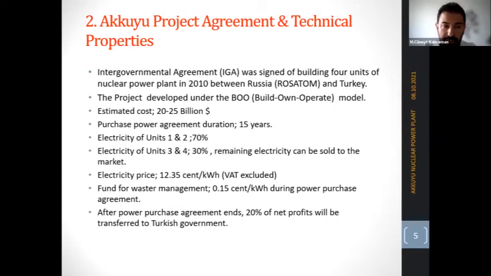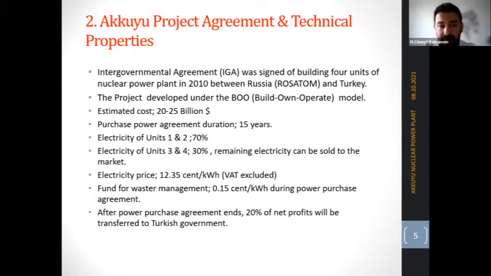So in this agreement, there's another agreement, the power purchase agreement, and the duration of this agreement is 15 years. According to this agreement, the first unit and the second unit's electricity has to be bought by the Turkish authority at 70%. Units 3 and 4 are the same, but at 30%. So the remaining electricity can be sold within markets by the Russian side.